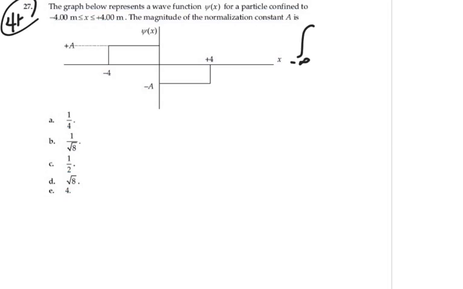negative infinity to infinity. The probability density of our wave function integrated over that whole range, we have to find it somewhere, so that probability should equal 1.